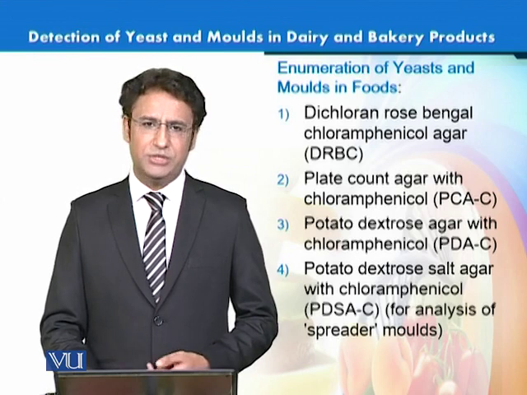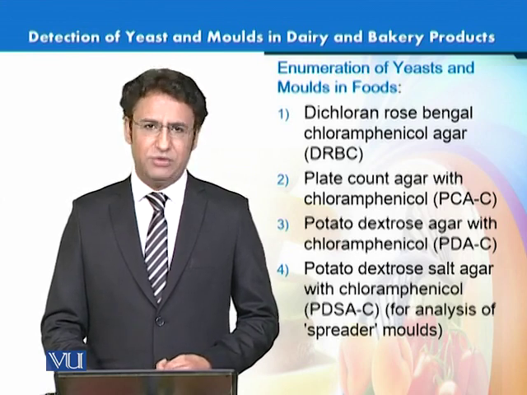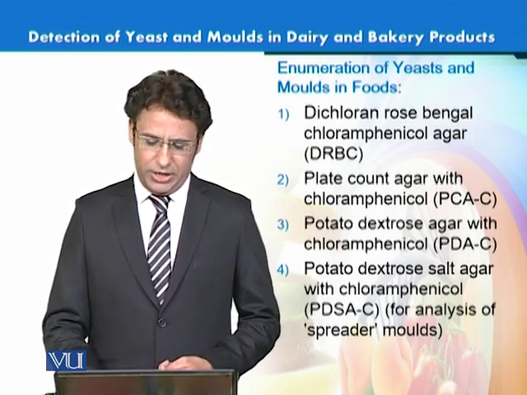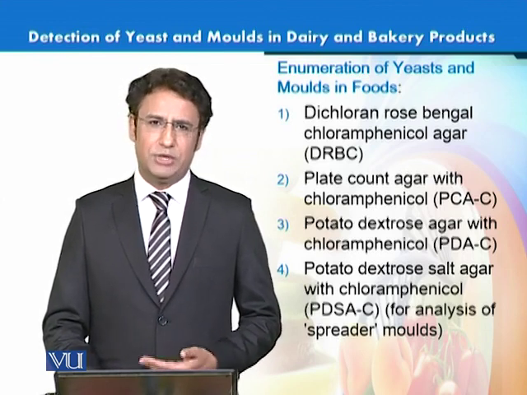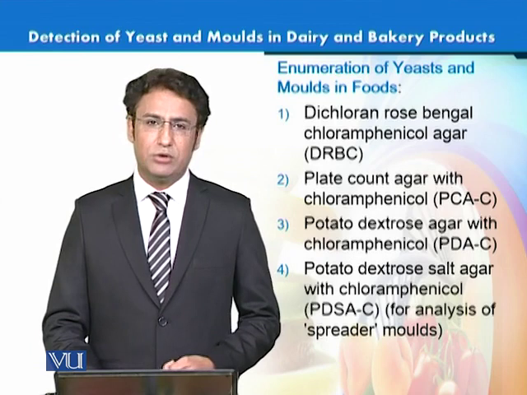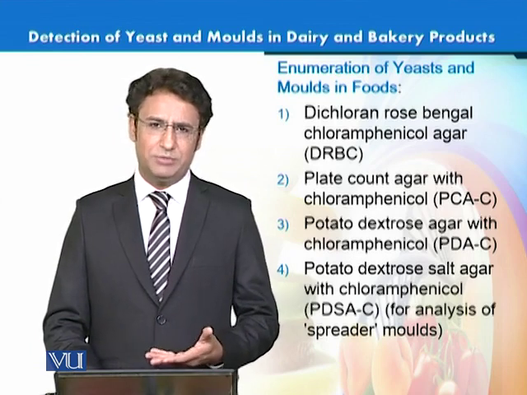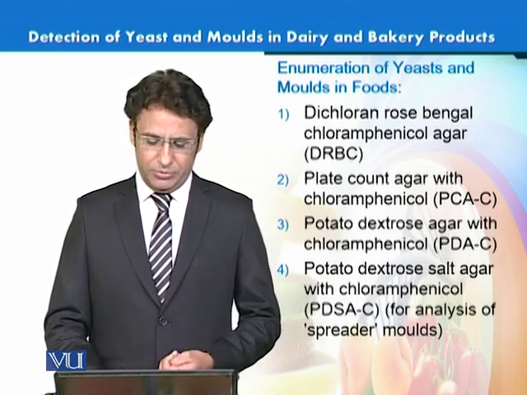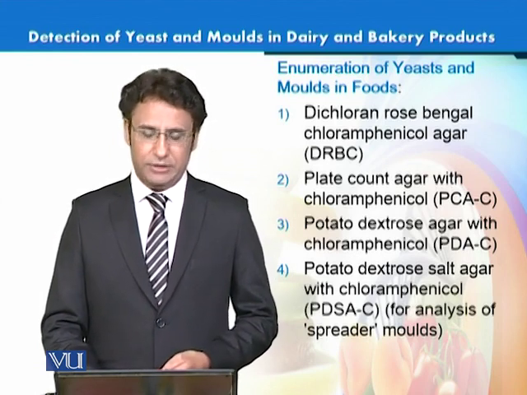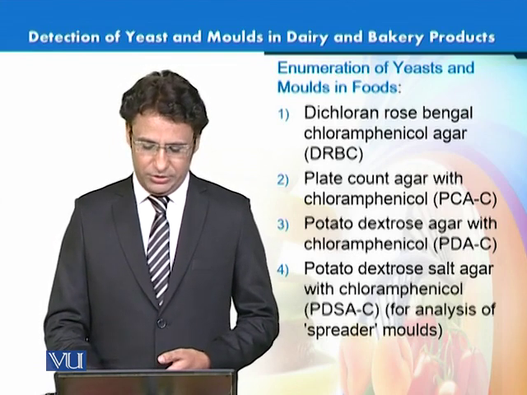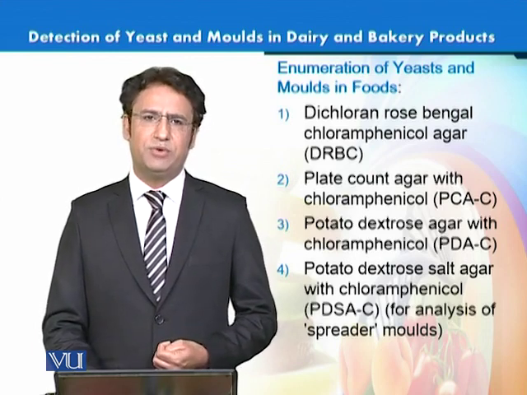This is called GRBC. There's another one called plate count agar with chloramphenicol, PCA, and potato dextrose agar with chloramphenicol. This chloramphenicol is basically an antibiotic, so PDAC is used. Then potato dextrose salt agar with chloramphenicol is used for different spread molds.